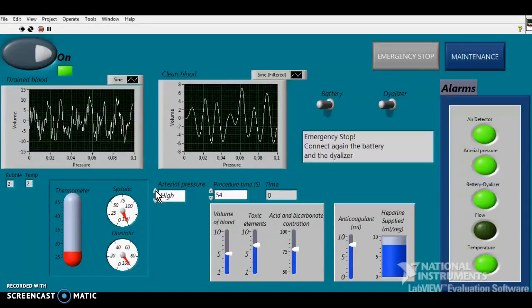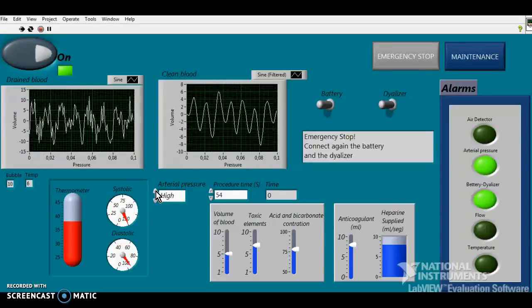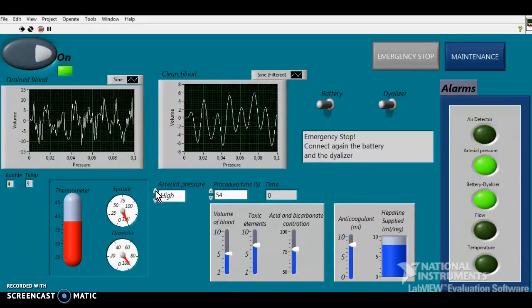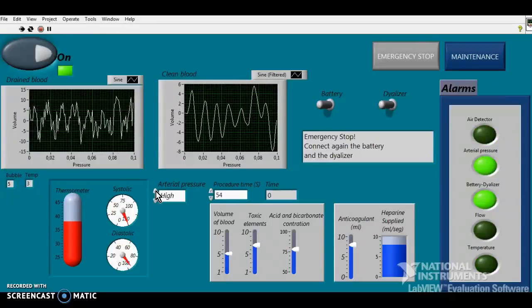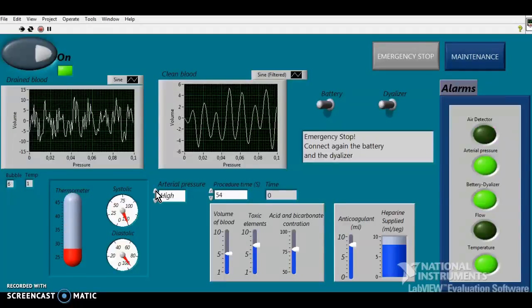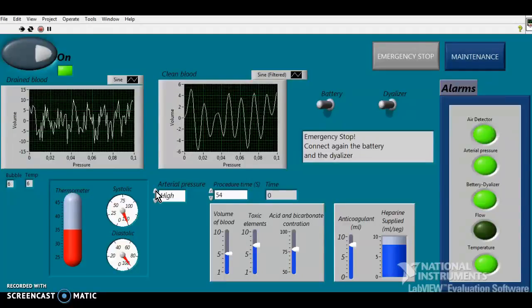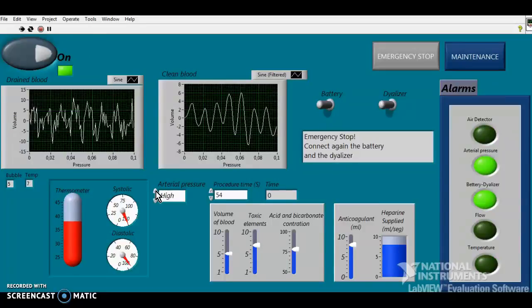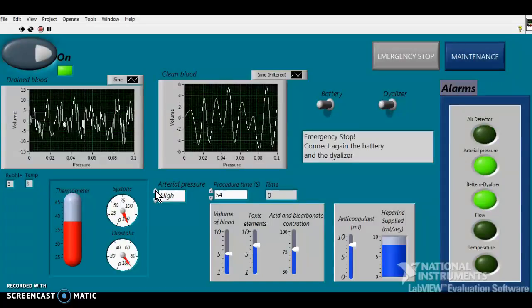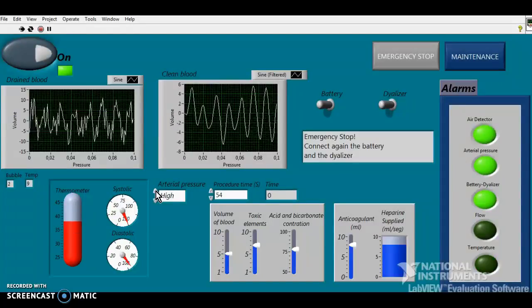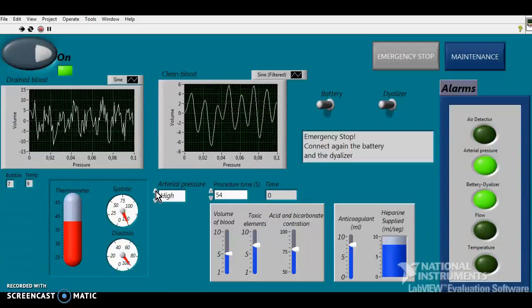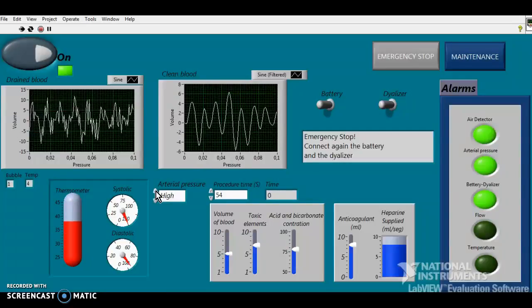The next alarm is the battery or the dialyzer, and this alarm is activated when the battery or the dialyzer is disconnected. The other alarm is flow, and the final alarm is the temperature. The alarms of air detector, flow, and temperature are random.